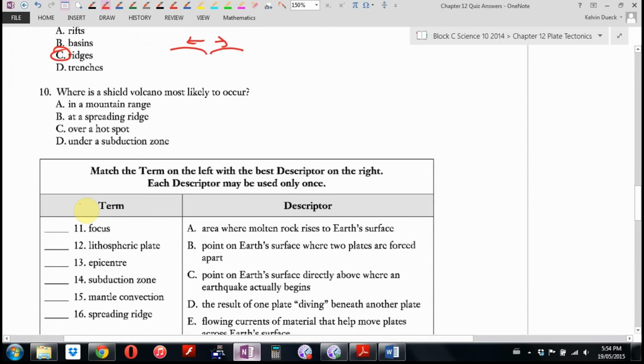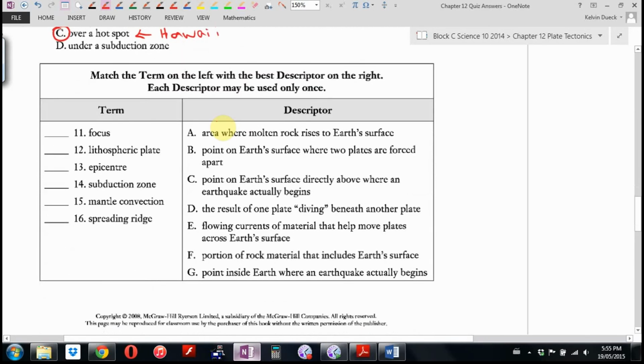Where is a shield volcano most likely to occur? Well, in a mountain range, these are usually the composite ones. At a spreading ridge, these were the rift volcanoes. So no, under a subduction zone, no, you know what, over a hot spot. In fact, these are the places like Hawaii.